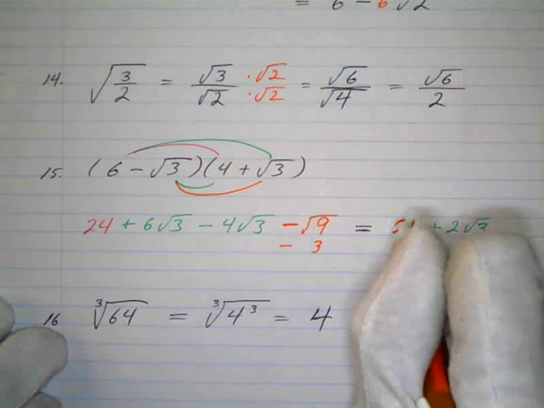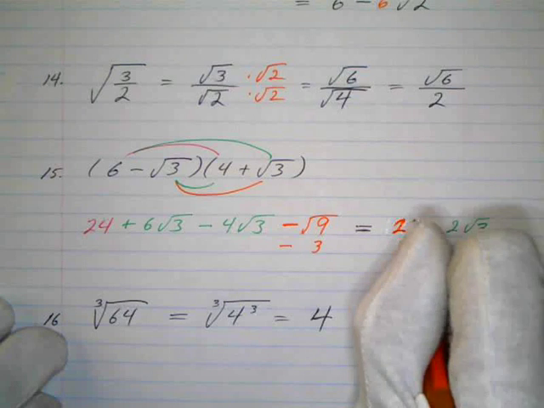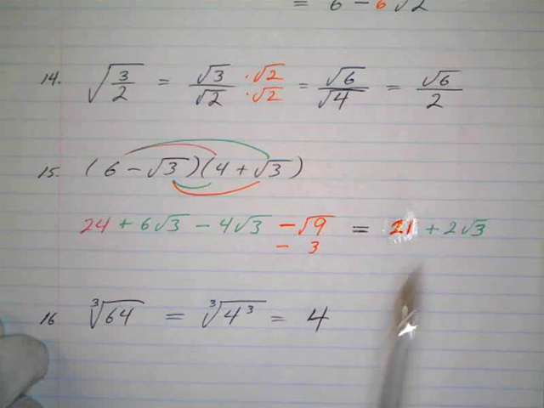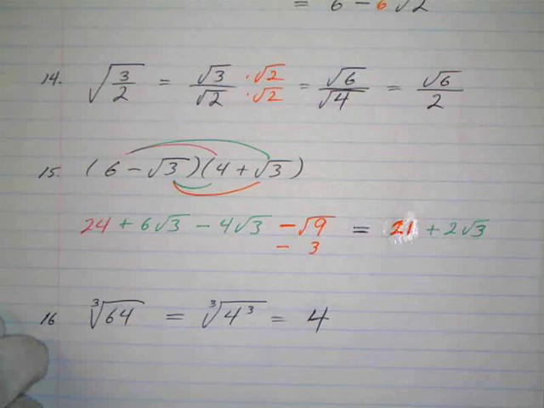I guess I made a little faux pas when I did these, so that's 21. All right. And then 6 square roots of 3 minus 4 square roots of 3 are 2 square roots of 3. So there you go.